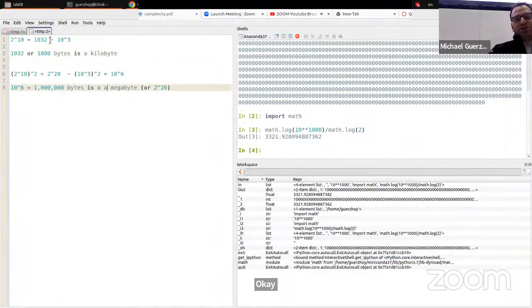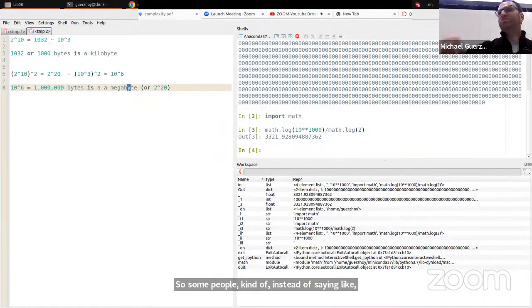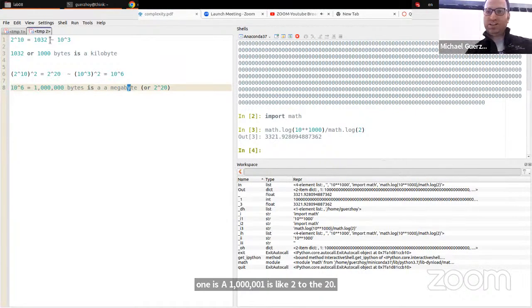Some people have various different conventions for distinguishing one kind of megabyte from another kind of megabyte. One is a million, one is 2 to the 20. But I'm not going to get into it because it's confusing and nobody really uses it that consistently.